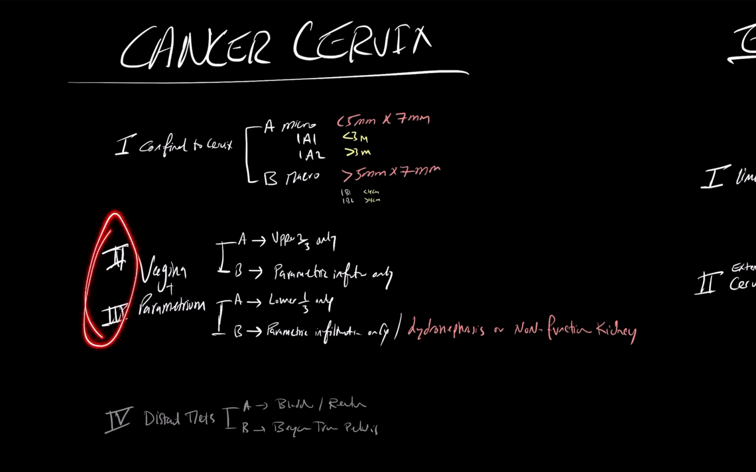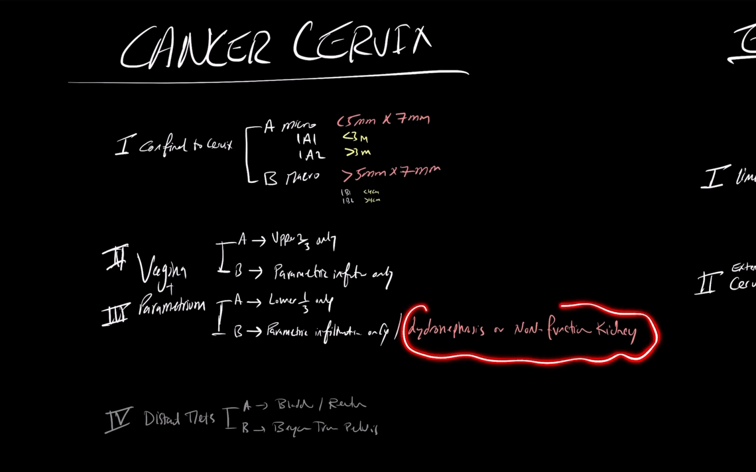Now, stages 2 and 3 usually are dealing with the downward and outward extension of that tumor. If we are in the cervix, a downward extension would go to the vagina and outward extension would go to the parametrium. So stage 2A represents involvement of the upper 2/3 of the vagina without any parametrial infiltration. Stage 2B represents parametrial infiltration. Stage 3A represents involvement of the lower 1/3 of the vagina. Stage 3B represents parametrial infiltration or the presence of hydronephrosis or any signs of non-functioning kidneys.